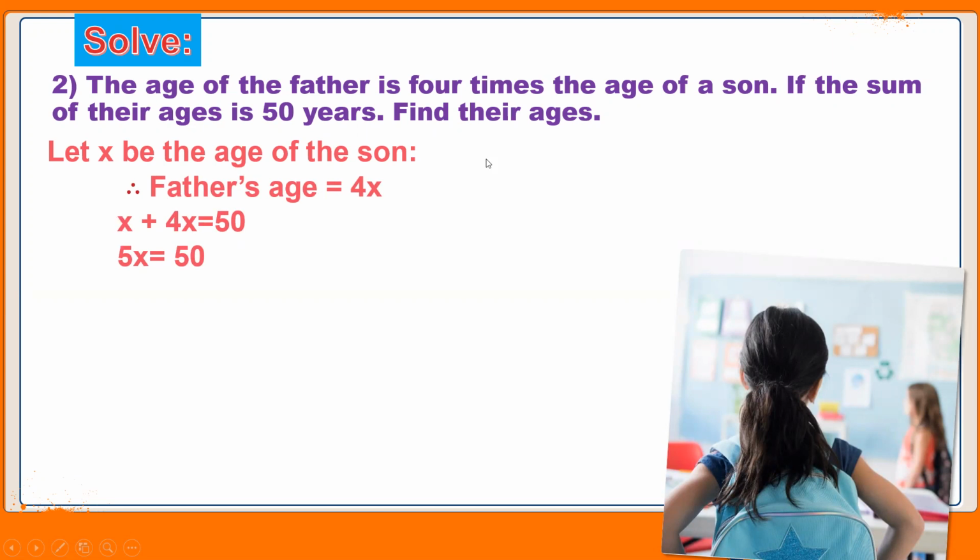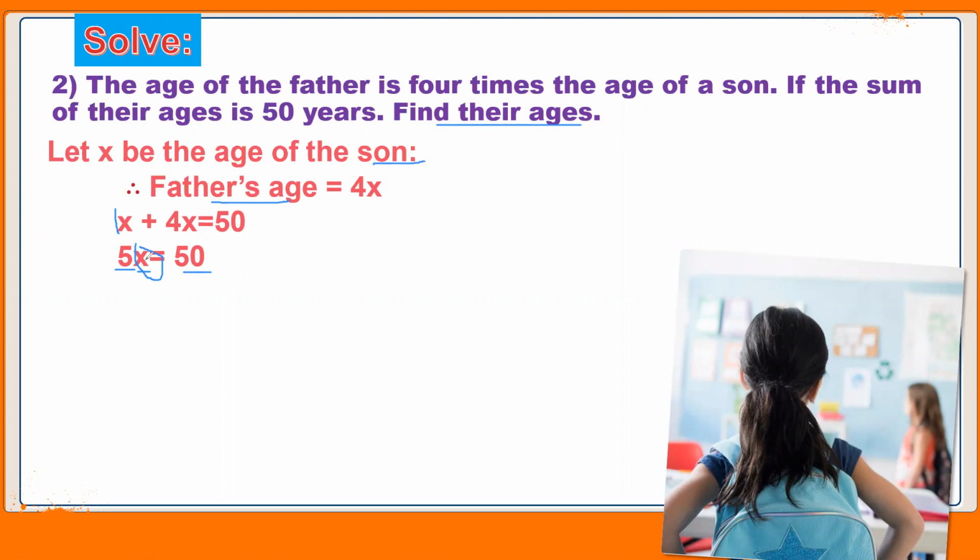Here, students, x plus 4x. How can we solve x plus 4x? Here the coefficient is 1. So 1 plus 4 is 5. 5x is equal to 50. We have to find the value of x. Why do we have to find the value of x? Because x is the age of the son and we have to find their ages. We have to find the son's age as well as the father's age.